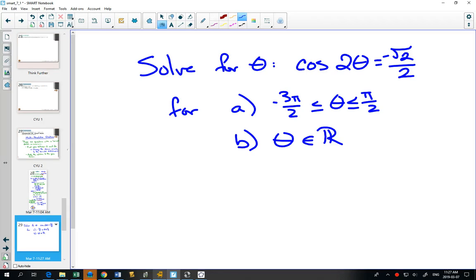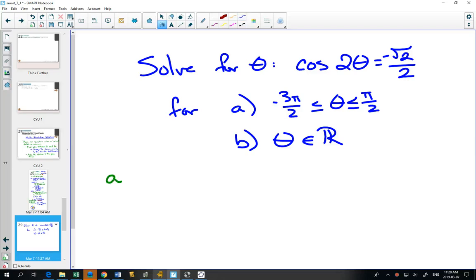Picked a nice nasty looking domain there from negative 3 pi over 2 to pi over 2. Can you see that that's still just once around the circle? But the only positive angles are quadrant 1. And then we're only thinking about negative angles from quadrants 4, 3, and 2. And then B, we're going to do the general solution.